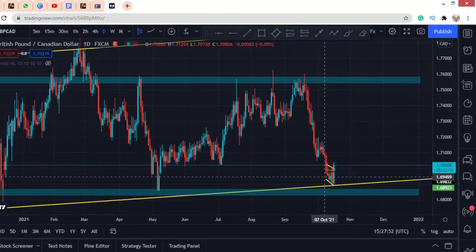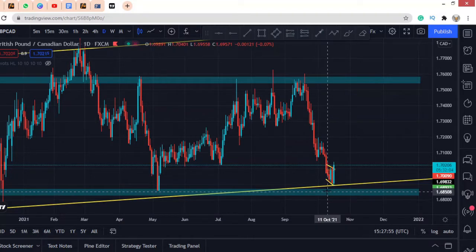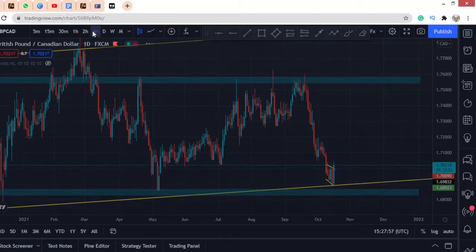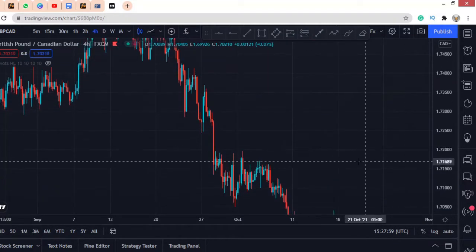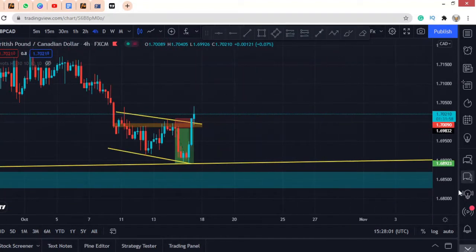Okay, but now it was halfway to the zone here, or to the trend line. So I went to the 4-hour time frame, and that is where all the action happened.